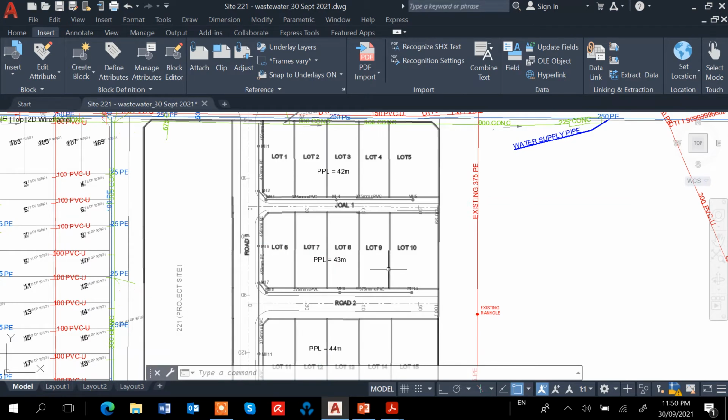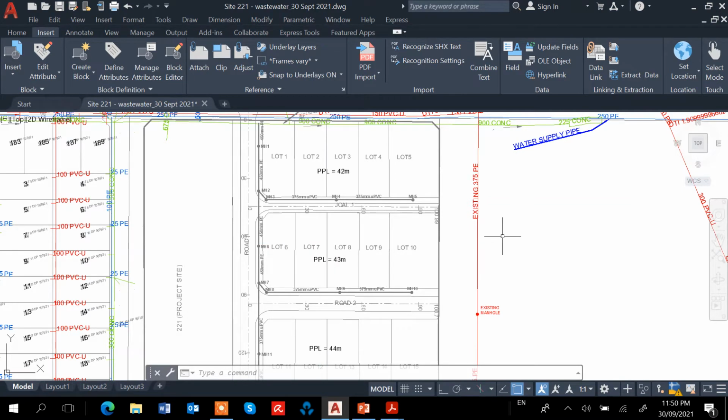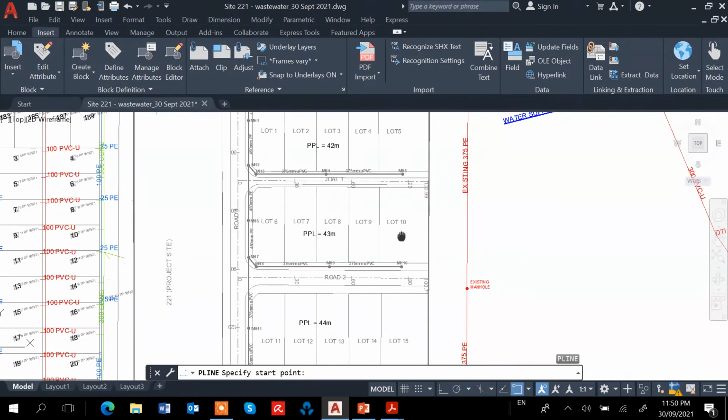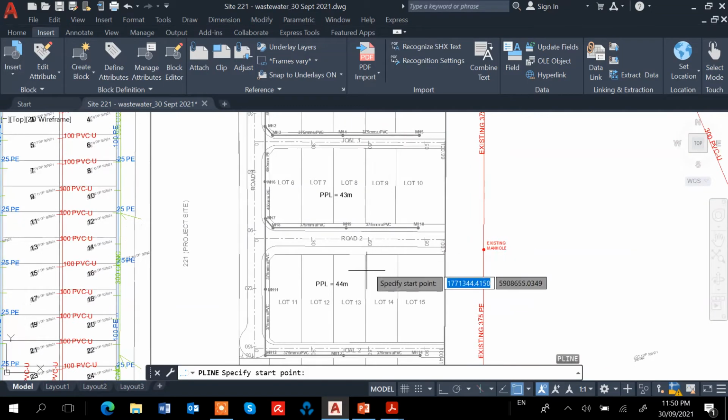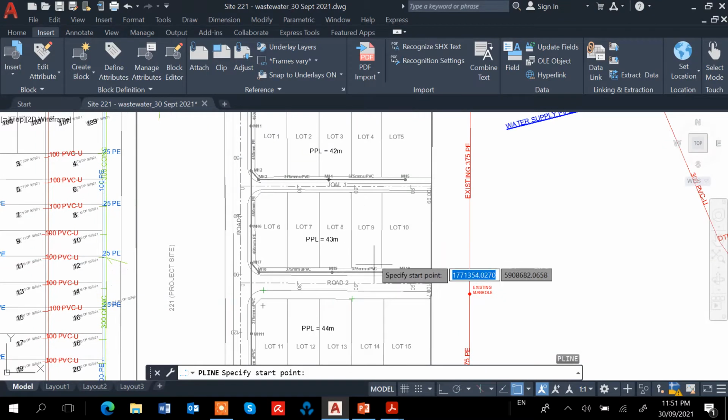Okay, so I just do a P line. The lots here, lot 1, 2, 3, 4, 5, and then 6 to 10. I'm going to serve with one sewer pipe. I actually have a choice whether I should use this one sewer pipe along the road 2 or whether it's dual 1.